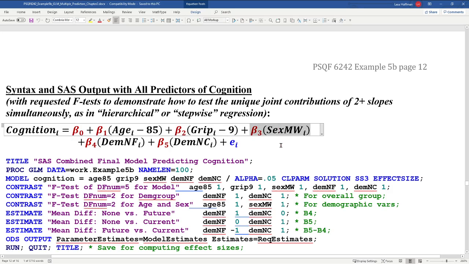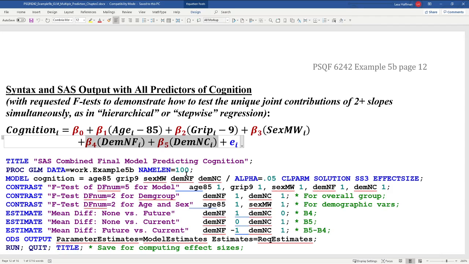We have a linear effect of binary gender because that's all it could possibly have. It's only the difference between the 0 group and the 1 group. And likewise, we have linear effects of these binary predictors that distinguish the none versus future groups and then the none versus current groups. So all in all, I am estimating 5 slopes.